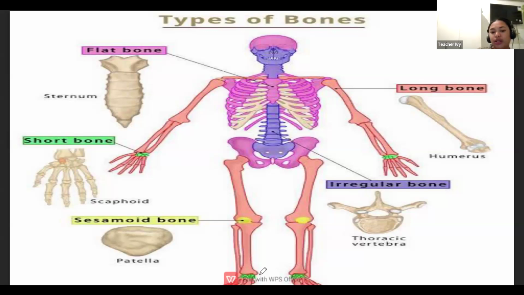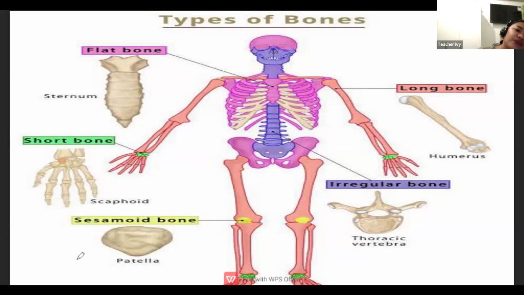So what is the name of the bone in the foot that is considered to be short? Yes, honey. I think it's cartilage. Cartilage? A cartilage is a connective tissue. It's not a bone. Inda, have you typed your answer ready? Not yet.